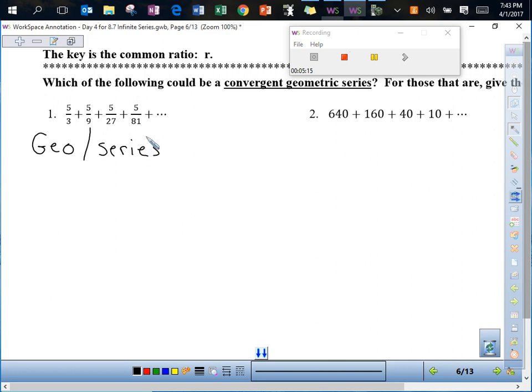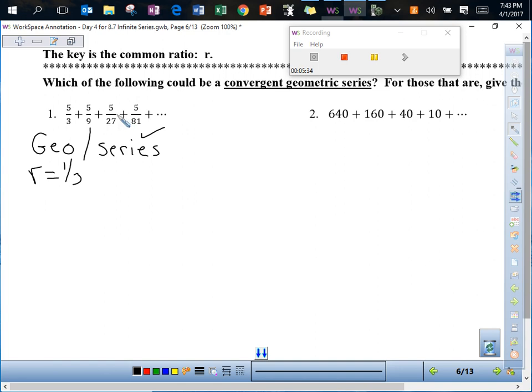Well, the series part's easy. I see a plus sign, so I know it's a series. I need to make sure it's geometric. I'm going to show you two ways. The fastest way is looking at it and seeing if you can determine. To go from 5/3 to 5/9, it looks like I need to multiply by 1/3. So I'm going to ask myself, does 5/3 times 1/3 get me to 5/9? The answer, of course, is yes. If I multiply by 1/3 again, do I get to 5/27? Yep, and the answer is right.